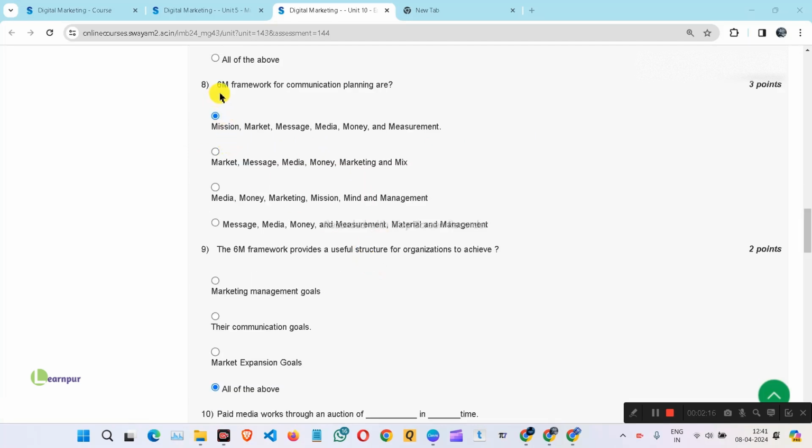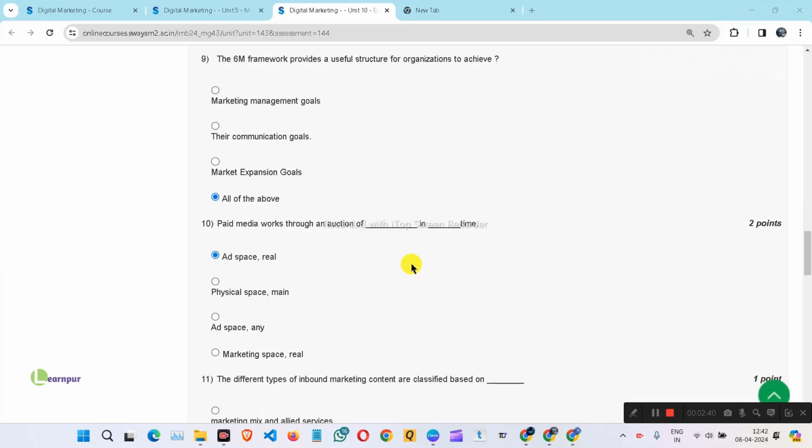Let's come to question number 8. 6M framework for communication planning are? The answer will be option A, mission, market, message, media, money and measure. For question number 9, the 6M framework provides a useful structure for organizations to achieve. The answer will be option D, all of the above.